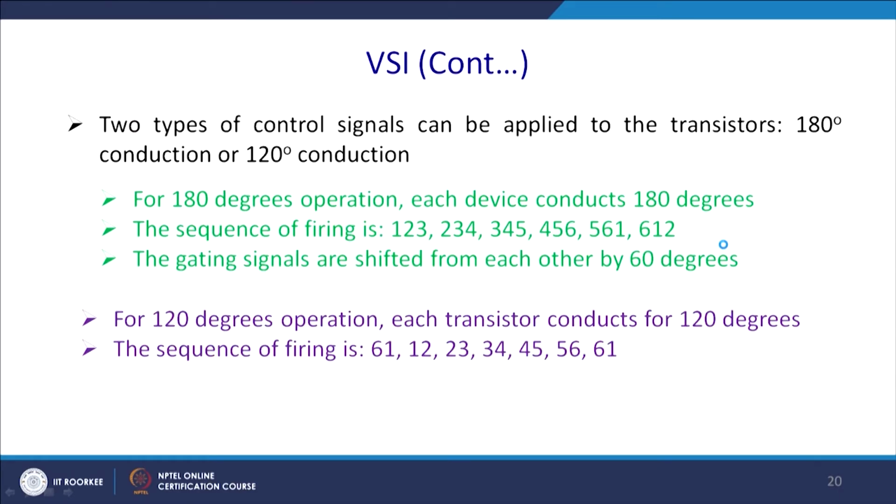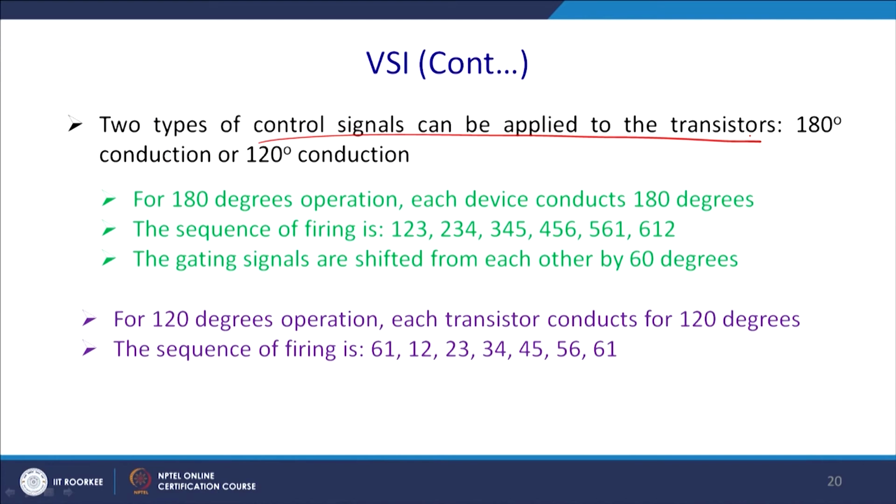Now, we have a different mode of conduction. One switch will conduct 120 degree, and another mode is 180 degree. There are two types of control signal that can be applied to the transistors: 180 degree mode of conduction and 120 degree mode of conduction. In case of the 180 degree mode of operation, each device conducts for a whole half cycle, that is 180 degree.